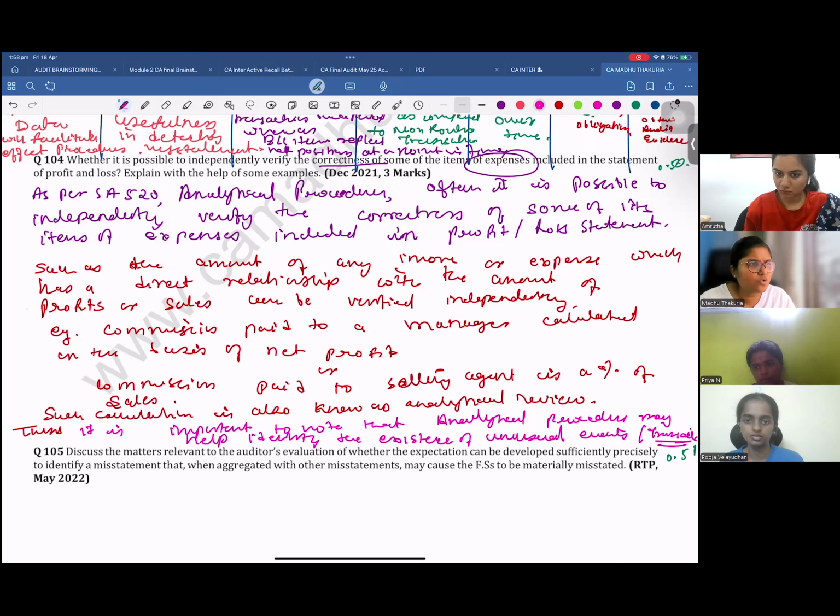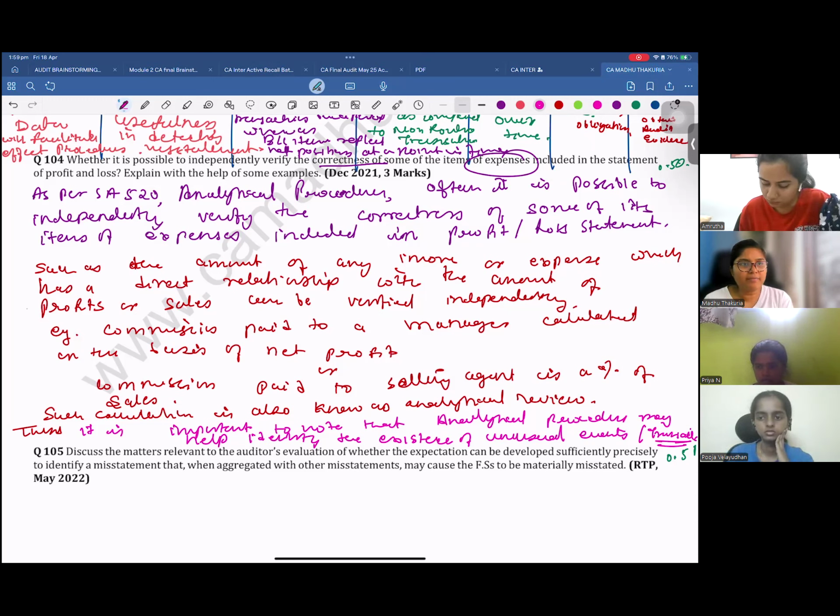Okay. This question was very simple. They were asking in this question, this is coming from SA 520 only, but it's a very specific case they asked in December 21: can you just look at an item of a P&L statement and independently verify that item without looking into any other document or without doing any test of details? So the answer is yes.